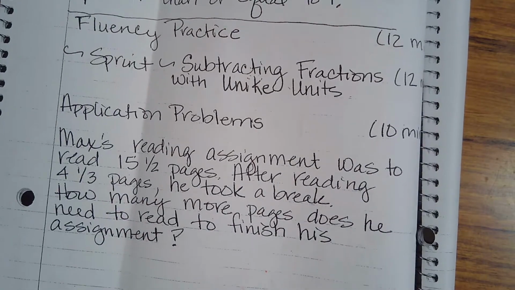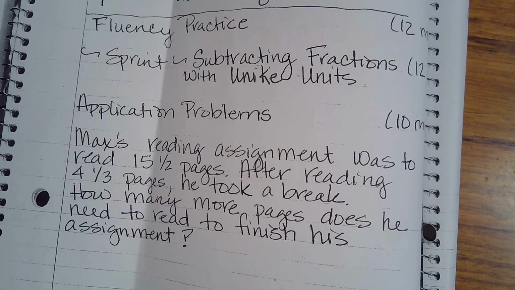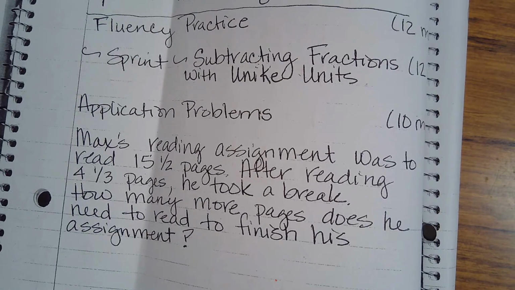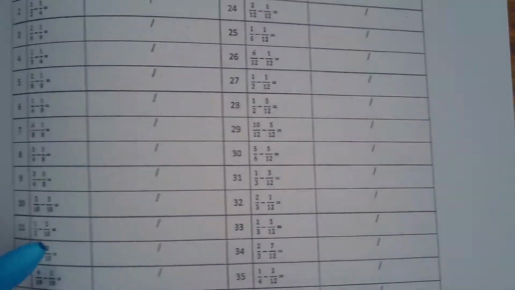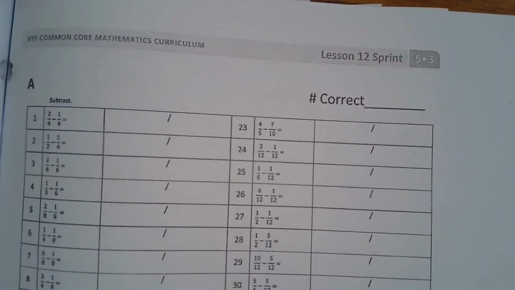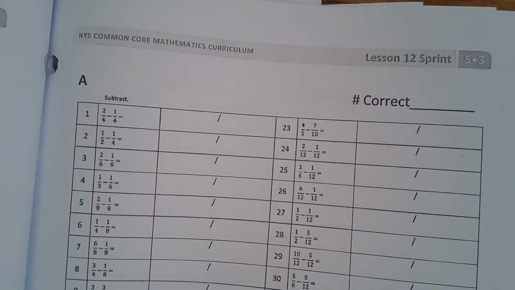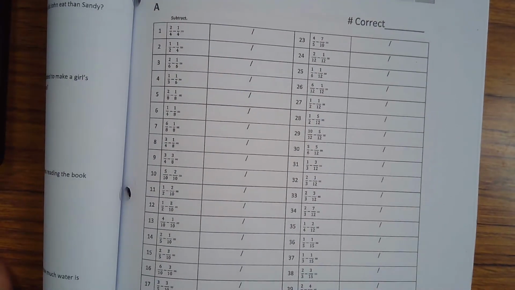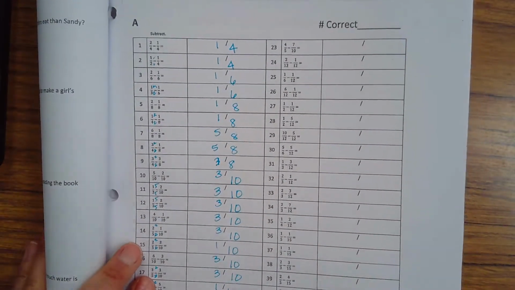So we're going to start off with our fluency by subtracting fractions with unlike units, and that's in a sprint. So that's going to be a challenge, but kind of fun at the same time. So you're going to pull out your lesson 12 sprint, side A, and get ready. All right, so here we go. Pencils up, ready, go. Okay, that took some strategy right there.